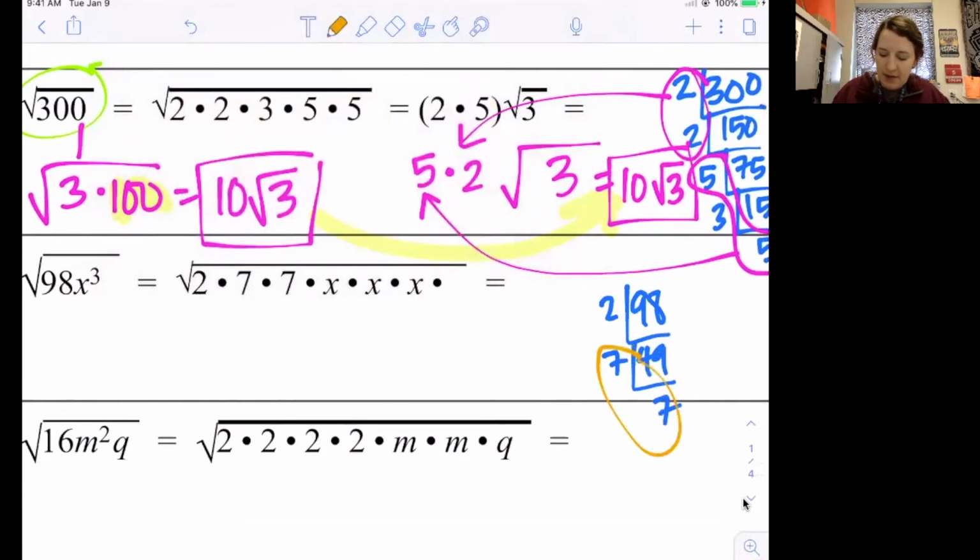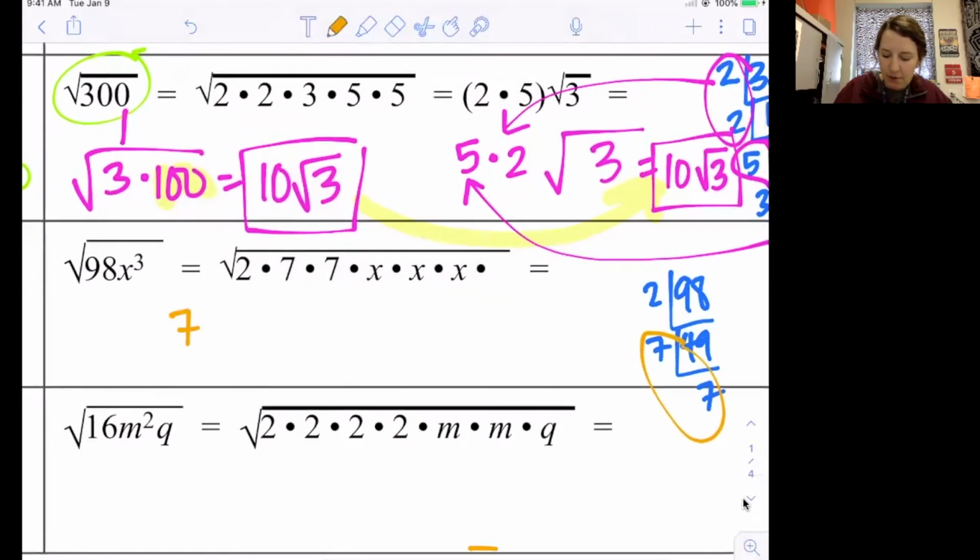So I have a 7 that pairs up, so it comes outside the radical, and I have a 2 underneath still. Okay, my x cubed, I have x times x times x. So I have one set that pairs up, so I get to bring an x outside, and then I still have one that stays underneath. So I can say that 98x cubed, when I take the square root, is going to be 7x times the square root of 2x.